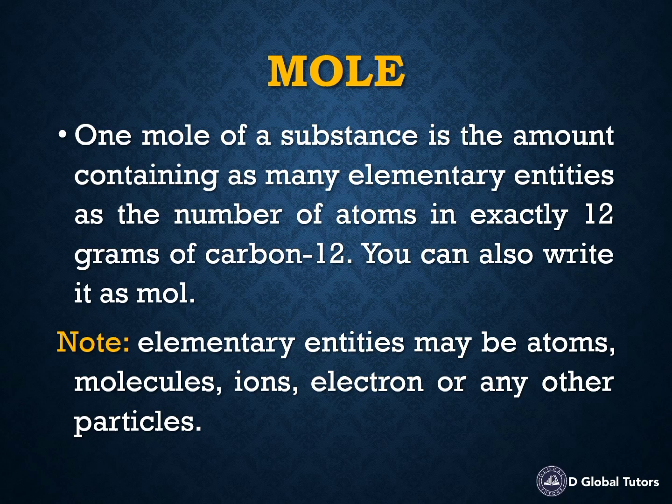Now, we can write mole also as MOL. Instead of writing MOLE, you can also write it as MOL. They are the same thing in chemistry. Now, what do we call elementary entities? Elementary entities may be atoms, molecules, ions, electrons, and any other particles. In chemistry, anytime you see elementary entities, your mind can go to atoms, molecules, ions, electrons, and any other particles. That is what we call mole.